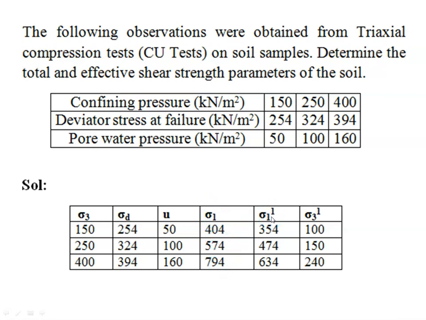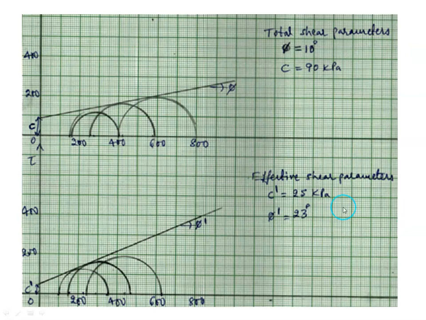Then what is the effective major principal stress? It is equal to major principal stress minus pore water pressure. Then the effective minor principal stress is equal to minor principal stress minus pore water pressure. So like this we have to find the values of effective stresses. Then we have to plot separate graphs for finding the total shear parameters and effective shear parameters.